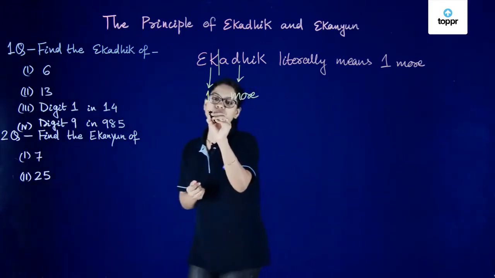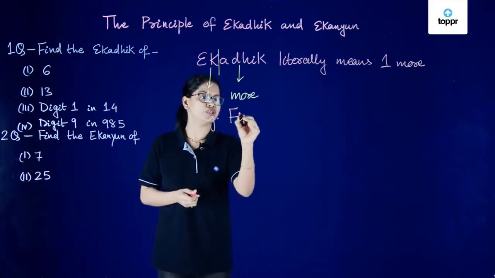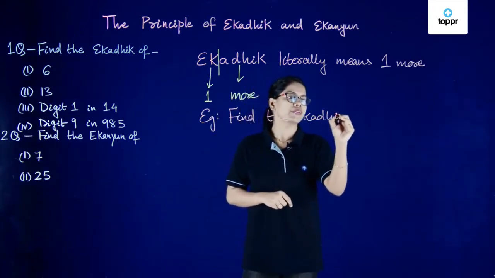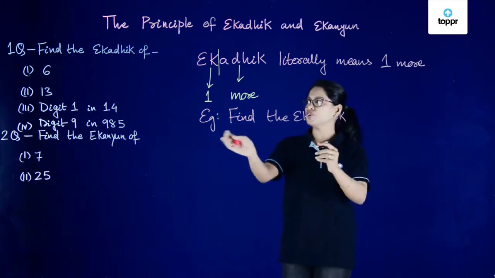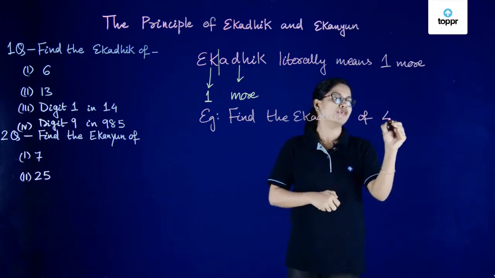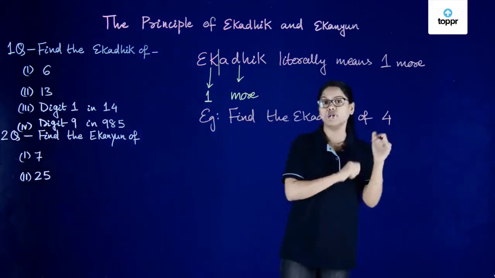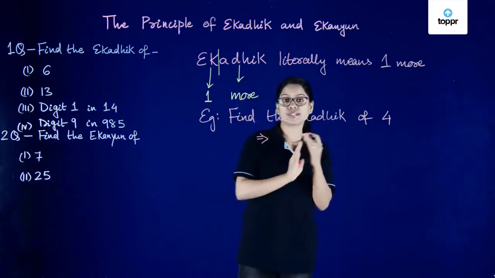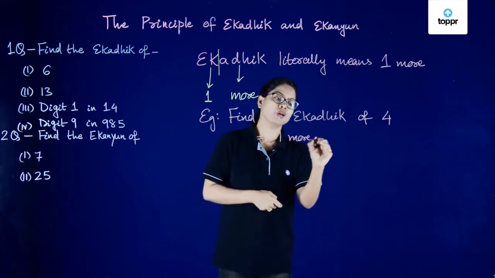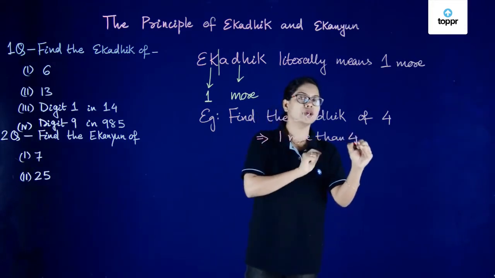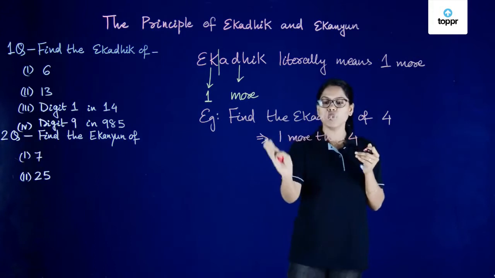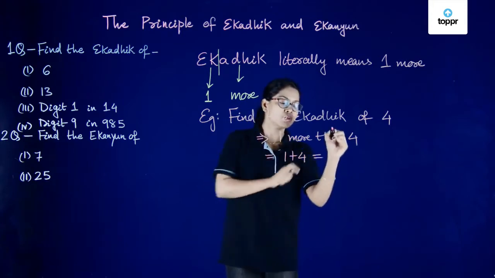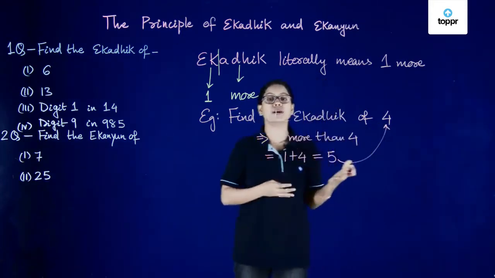So, let's consider an example. If we have a question where we have to find the Ekadhik of any number, let's suppose the number is 4. So, we have to find the Ekadhik of 4. Let's simplify the language here. What this means is, finding the Ekadhik of 4 is the same as finding one more than the given number 4, because we have seen that Ekadhik means one more. Now, one more than 4 is very simple. It is just 1 plus 4, that's equal to 5. So, 5 here is the Ekadhik of the number 4.